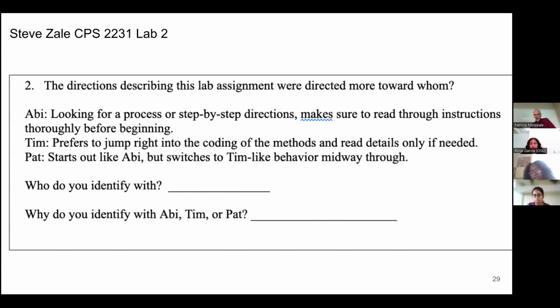And then it said, who do you think the directions were directed toward? I said Abby. I identify with Abby because I prefer having step-by-step instructions when starting a program assignment. Clear instructions help me understand what's expected and how to proceed with the task. I like to follow a structured approach and work through each step methodically. I told the students knowing exactly what to do up front helps me feel more confident in tackling the assignment effectively. So I gave them my perspective also, and the students seem to appreciate it.